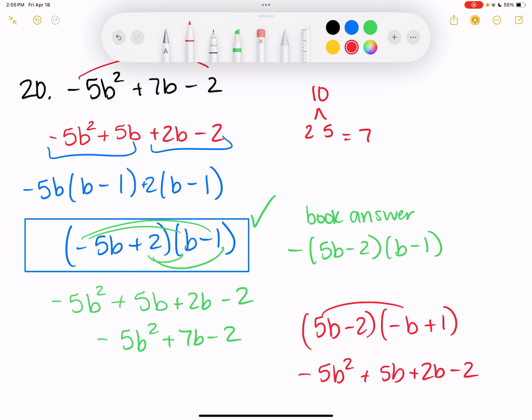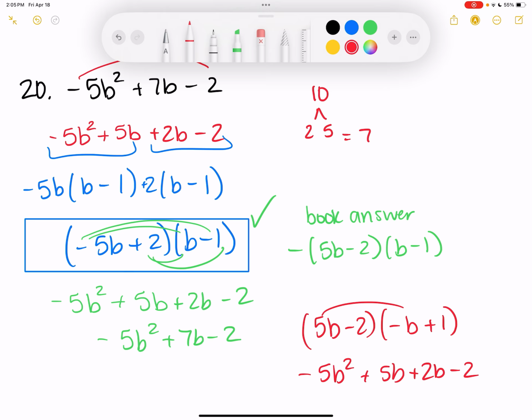I went ahead and factored out a negative b just because I looked at this one and saw that the second number was negative. So I factored out a negative 5b and was left with b minus 1. Then on the right one, I factored out a 2 and was left with b minus 1. And so then I got negative 5b plus 2 times b minus 1. This is the answer here that the book got, above my hand written in green.